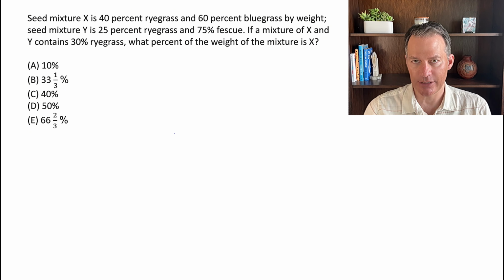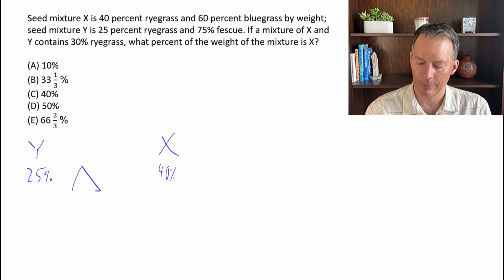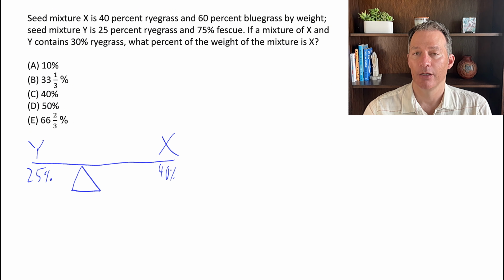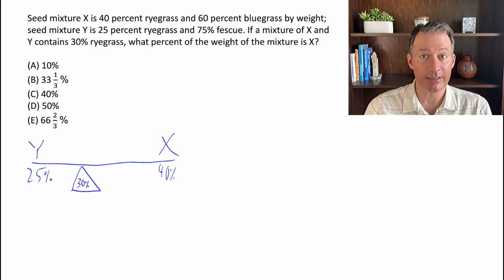Now here's the shortcut. Mixture X is 40% ryegrass. Mixture Y is 25% ryegrass. And the combined mixture is 30% ryegrass. So you can think of this like a balance scale. Since 30 is closer to 25 than it is to 40, the combined mixture must be weighted more towards mixture Y. That already tells us there must be more of Y than X, so X has to be less than half of the combined mixture. And you can eliminate D and E right away. But we can go further.